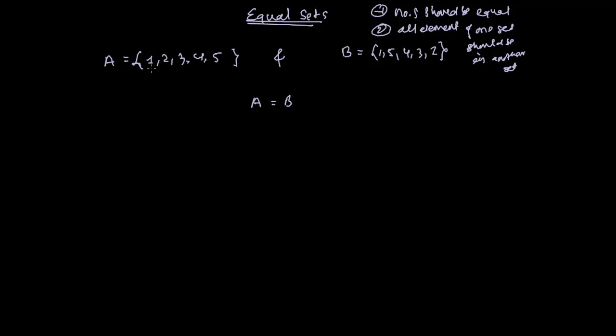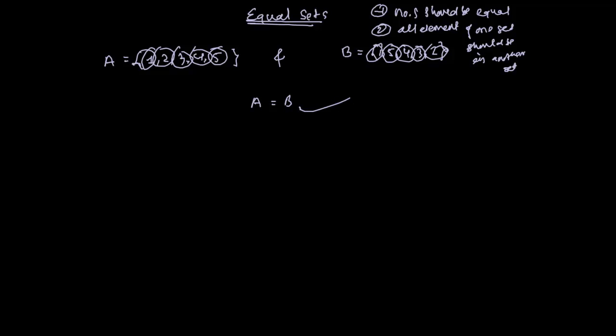Like, A has how many members? 1 2 3 4 5, and B has how many members? Again 1 2 3 4 5. Here is 1, here is also 1. Here is 5, here is also 5. Here is 4, here is also 4. Here is 3, here is also 3. Here is 2, here is also 2. So that's why I can say A equals B. That's the condition to be an equal set.